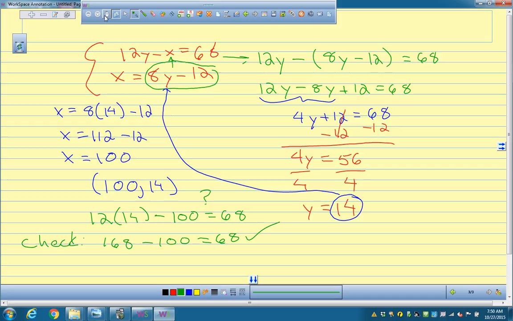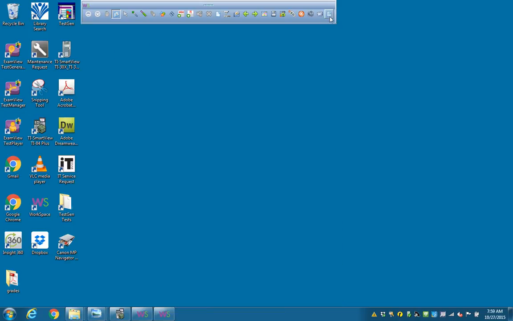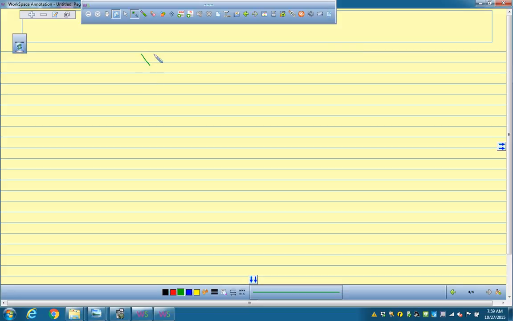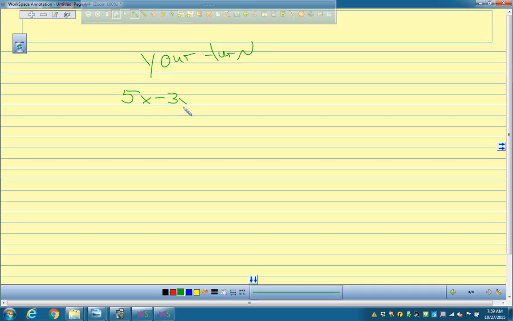Okay, so you're going to try one. You ready to try? Your turn. So try this one. You could work with the person next to you. 5x minus 3y equals negative 1, and x plus y equals 3.